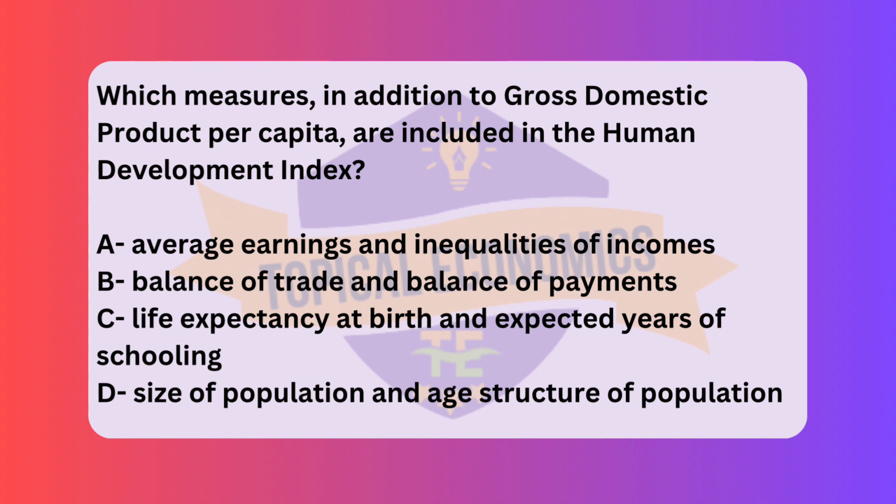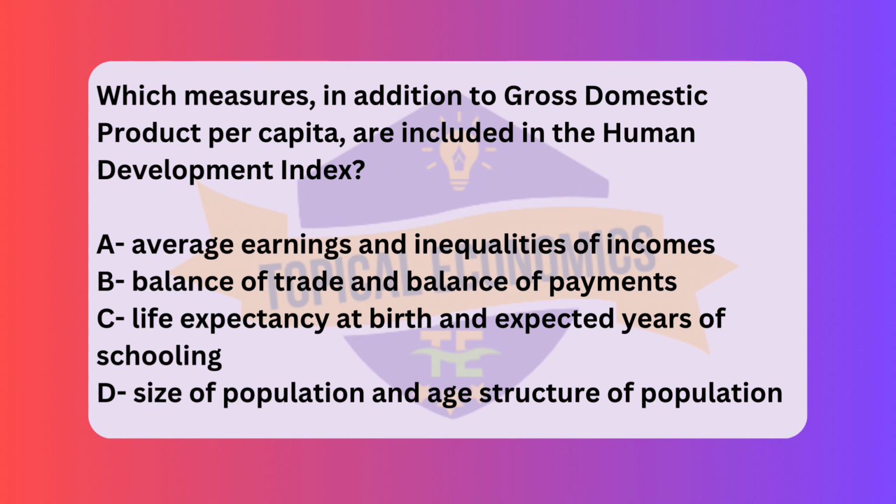Next, option B. Balance of trade and balance of payments, is incorrect. The balance of trade, exports minus imports, and balance of payments, the record of all financial transactions made between a country and the rest of the world, are not included in the HDI. The HDI focuses on health, education, and income per capita, but does not take into account international trade or financial transactions.